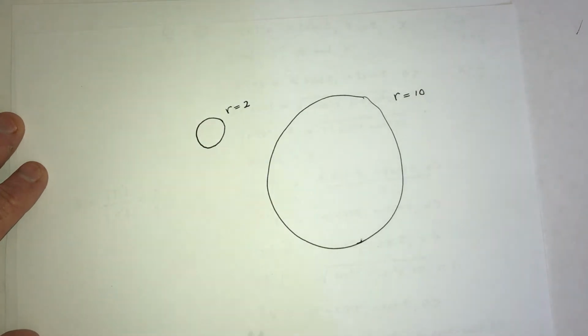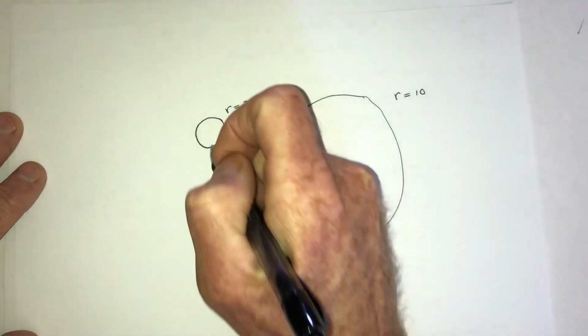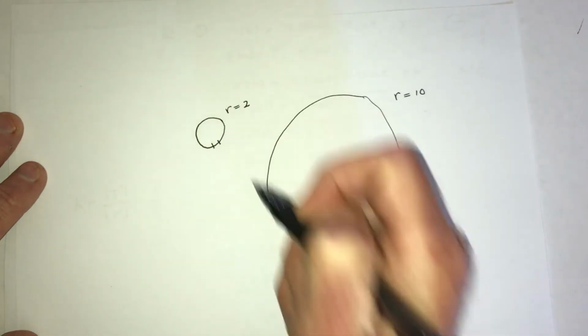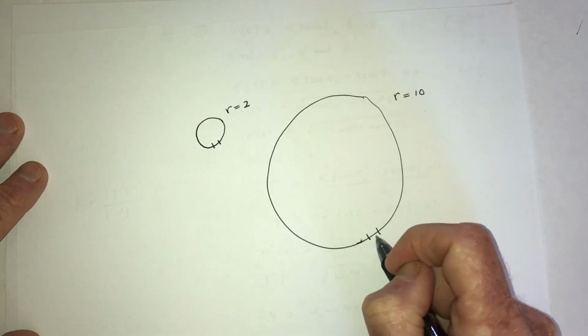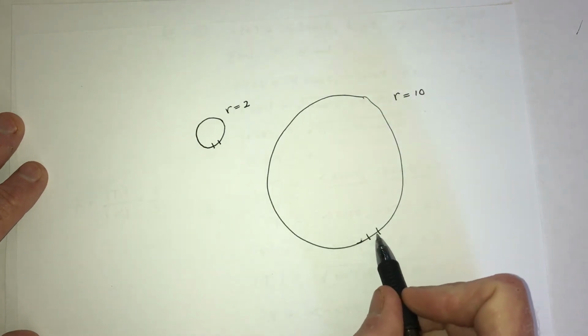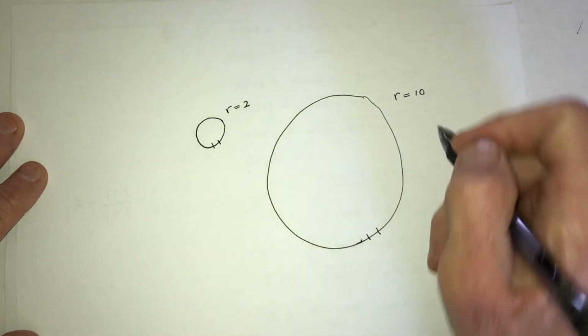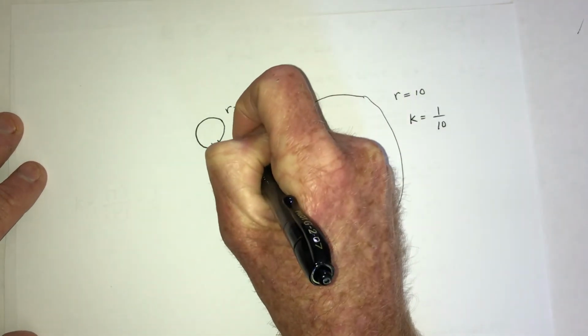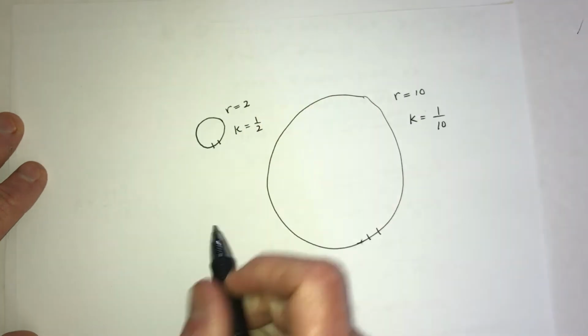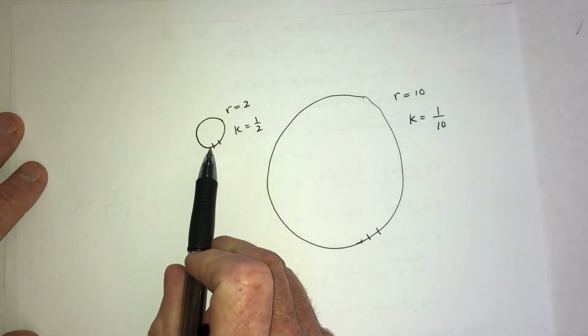Or yet another way to look at it is, if you cut off a piece of this and examine how curved that is, and you cut off a piece of this and you look at how curved that is, this is closer to a straight line than this. This one's curvature is 1/10. This one's curvature is 1/2. This one is curvier.